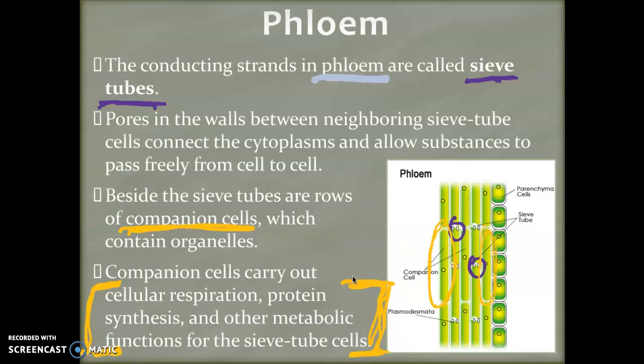These companion cells are important because they carry out cellular respiration, protein synthesis, and other functions that the plant needs to live. As sugars are going between sieve tubes, say this picture extended all the way up and there was a companion cell up here that needed sugar or protein or whatever it is. It says, hey, I need some protein or sugar up here. One of these sieve tubes can pass it along all the way up to here and then transport it into this companion cell if it was needed.